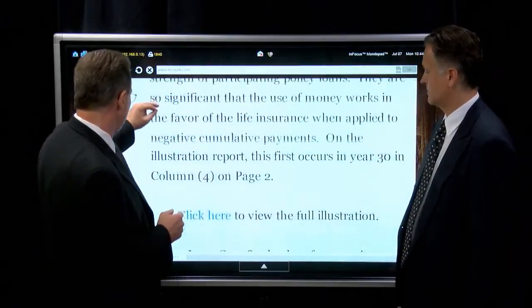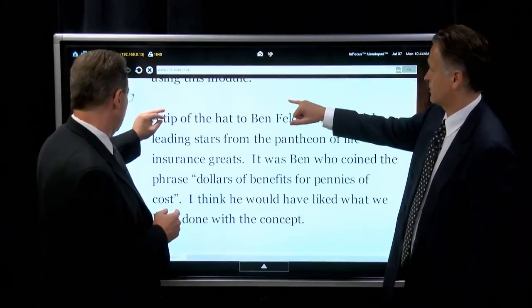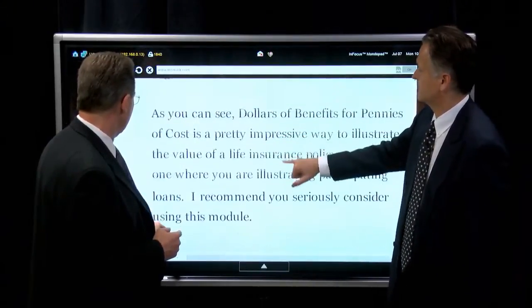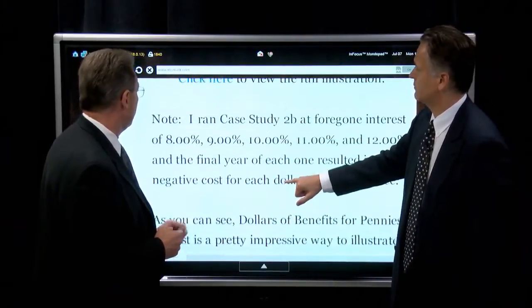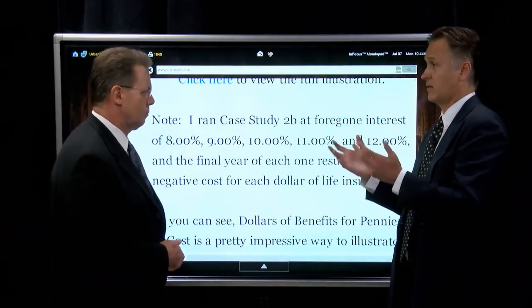Now, I want to kind of go down here and let's see here. I think it was right above here. It was right above here. This was interesting. We ran that. We assumed that the premium that went in the policy had a 7.5% cost of funds.